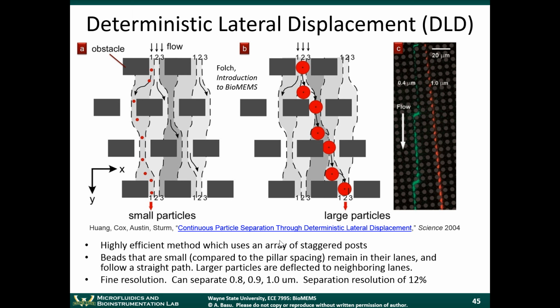Follow-on work has actually shown that you can separate cells by size as well. And these pillar arrays are now being used for capturing cells. The posts are functionalized with antibodies. I mean, that's a different topic here. This on its own is a very interesting technique for separating particles based on size. The larger particles keep on being deflected, so they go off to the right. The smaller particles follow a more straight path here.